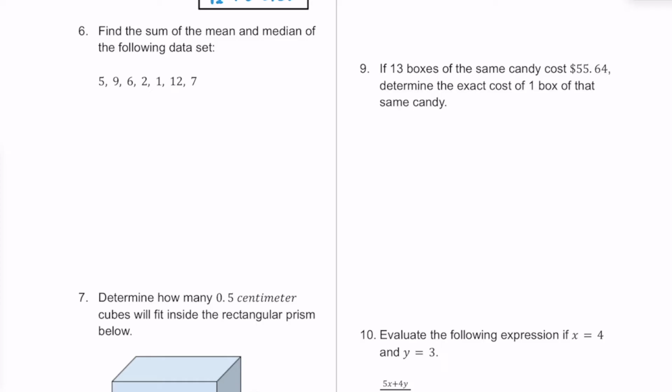All right, moving on to number 6, it looks like we have a problem dealing with statistics. It says find the sum of the mean and the median of the following data set. So the sum means we're going to be adding, but we have to find two things first here. So let's go ahead and see if we can find the mean first.